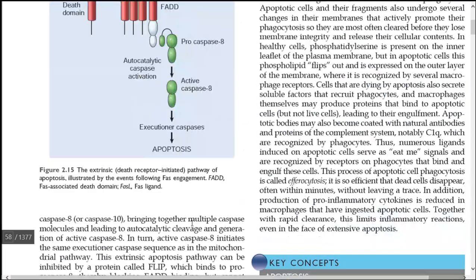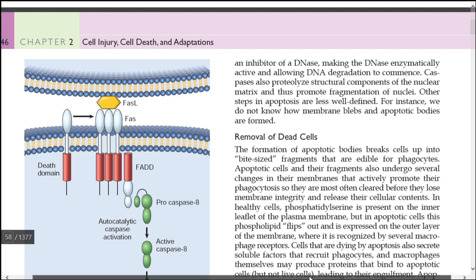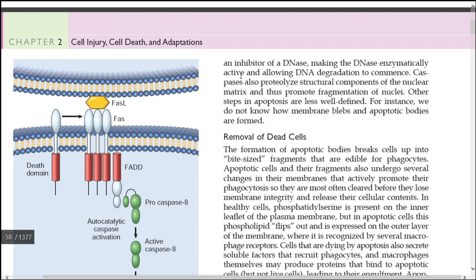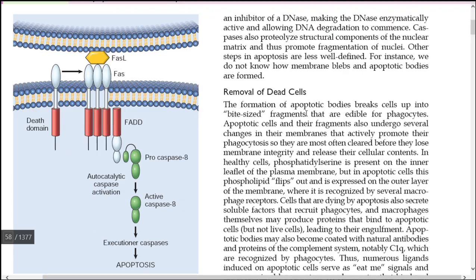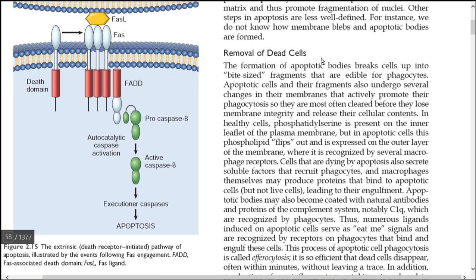Once activated, these caspases cleave an inhibitor of DNase, making the DNase enzymatically active. So cleavage of the enzyme that inhibits DNase will lead to activation of DNase and allow DNA degradation to commence, and caspases will also proteolyze structural components of the nuclear matrix and promote fragmentation of nuclei that we have seen before. Okay, and other steps in apoptosis are less well defined, and removal of dead cells we will see. The formation of apoptotic bodies will break the cell into small fragments, which are consumed by phagocytes.